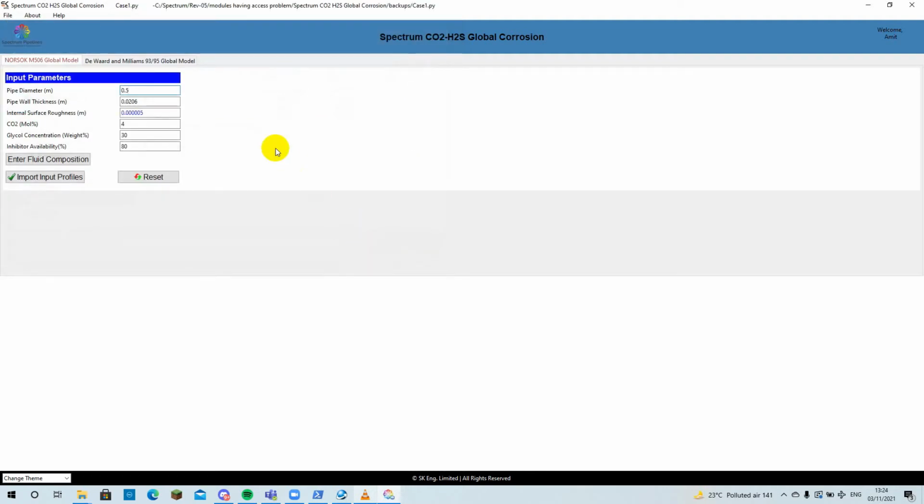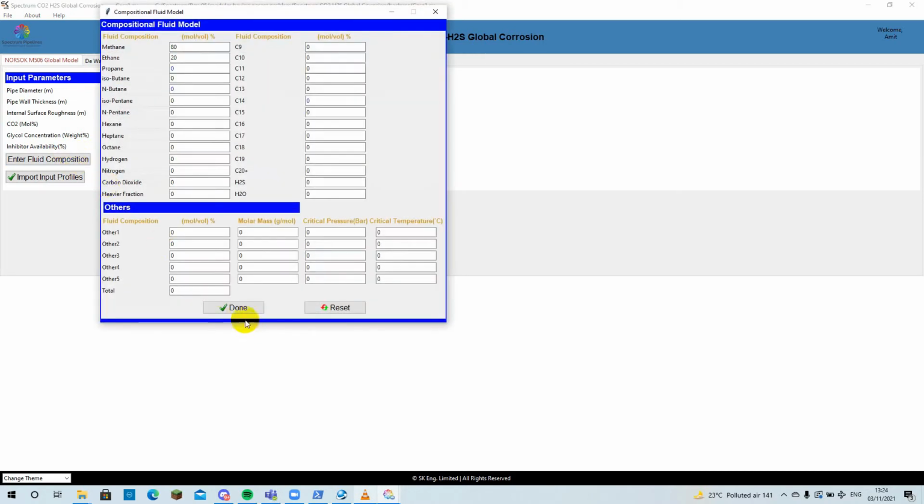To calculate the corrosion rate, the user must first define the pipeline outside diameter, wall thickness, internal surface roughness, mole percentage of carbon dioxide, the percentage of inhibitor availability, and the glycol concentration in percentage of weight. The fluid composition is required, wherein the user needs to enter the composition of organic components, such as hydrocarbon and inorganic components, for example nitrogen, carbon dioxide, hydrogen, oxygen, water, and hydrogen sulphide.